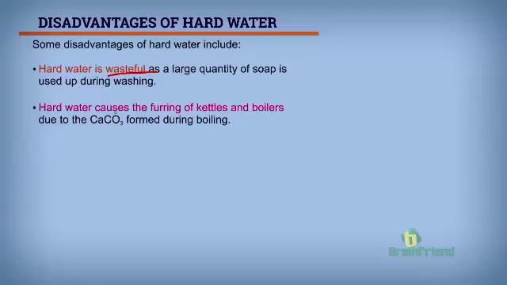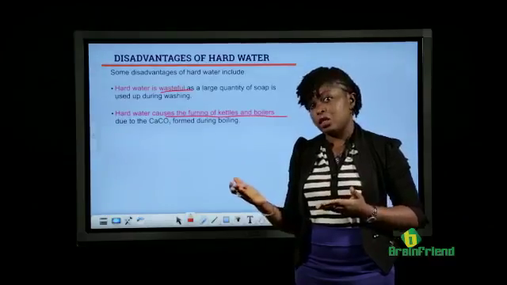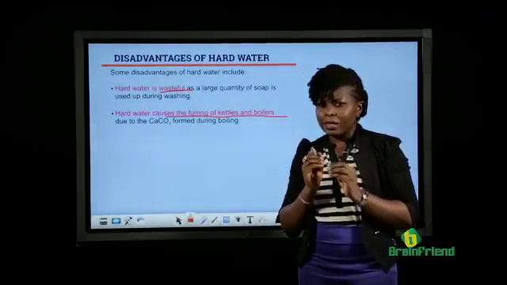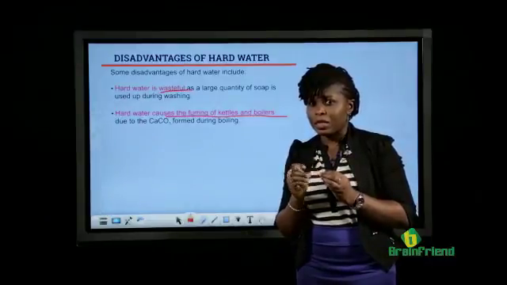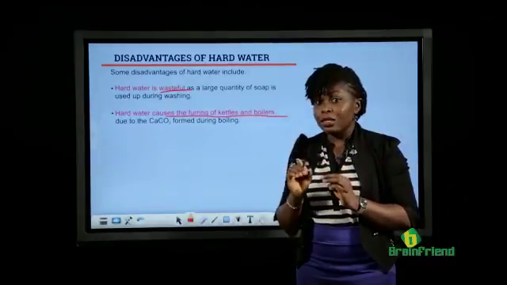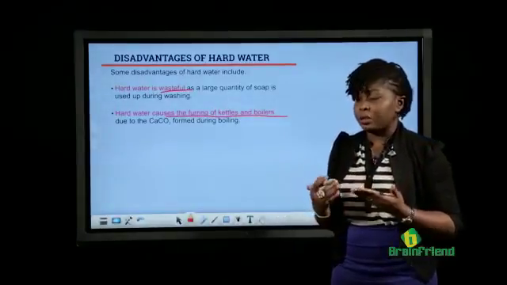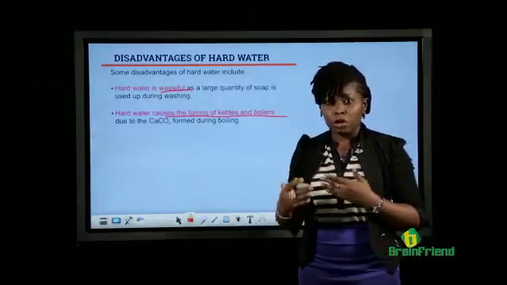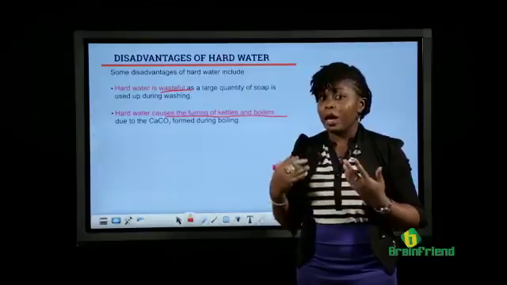Two, hard water causes the furring of kettles and boilers due to the calcium carbonate formed or deposited during boiling. Take up your kettle in the kitchen and look inside. You're likely to see some whitish, fur-like substances deposited around your kettle or in your electric boilers. Those are what we call furring of the kettles, and they are caused by repeated use of the kettle in boiling hard water.